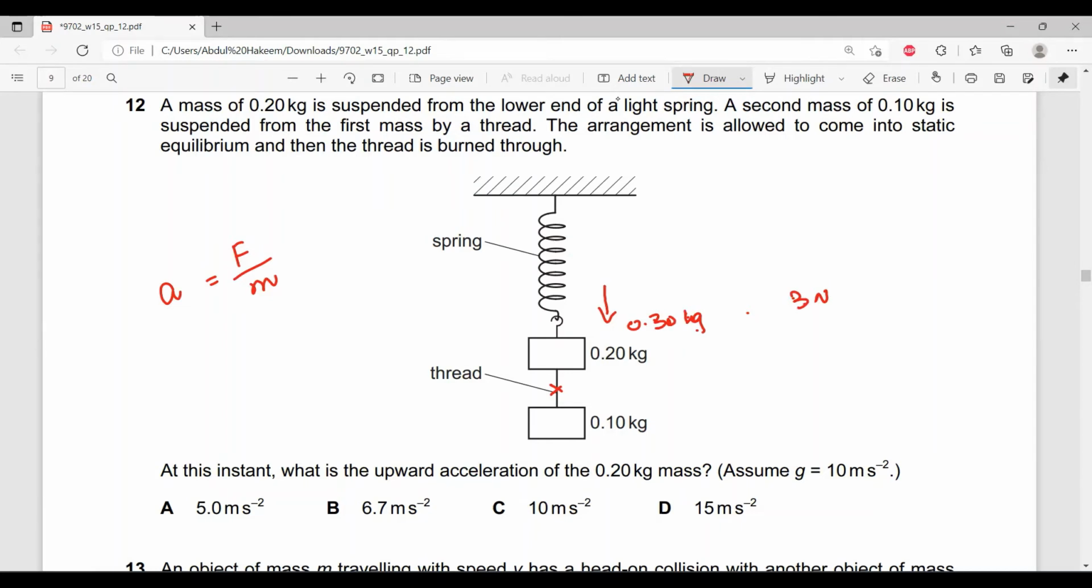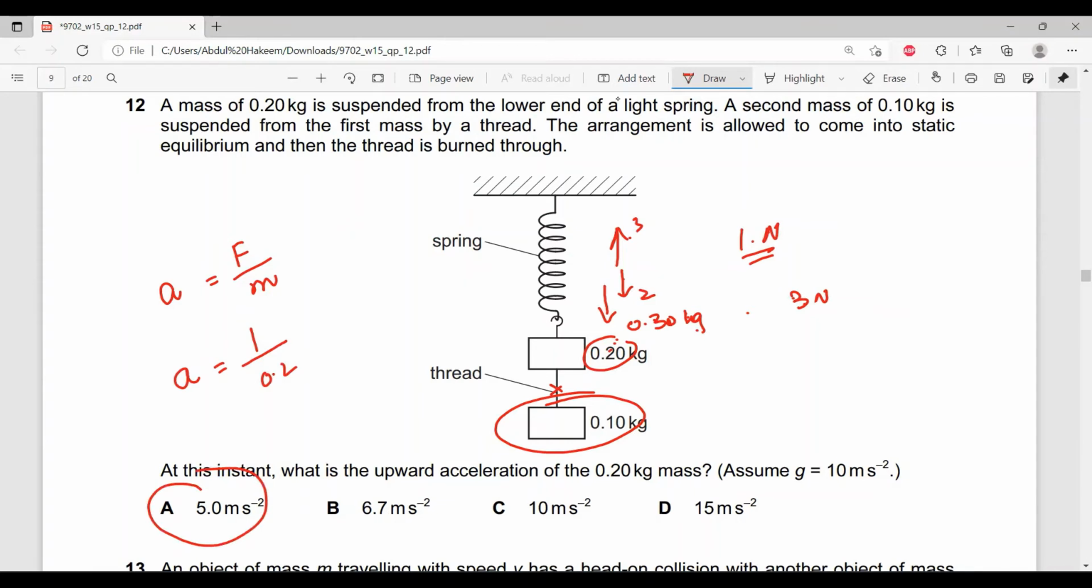But when this mass is removed, the upward force due to the stretchiness of the spring is 3, and the downward force of this mass is 2. It means the resultant force is 1 Newton. So acceleration A is equal to F divided by M, resultant force 1, and the mass which is moving is 0.2. So 1 divided by 0.2. Answer is 5.